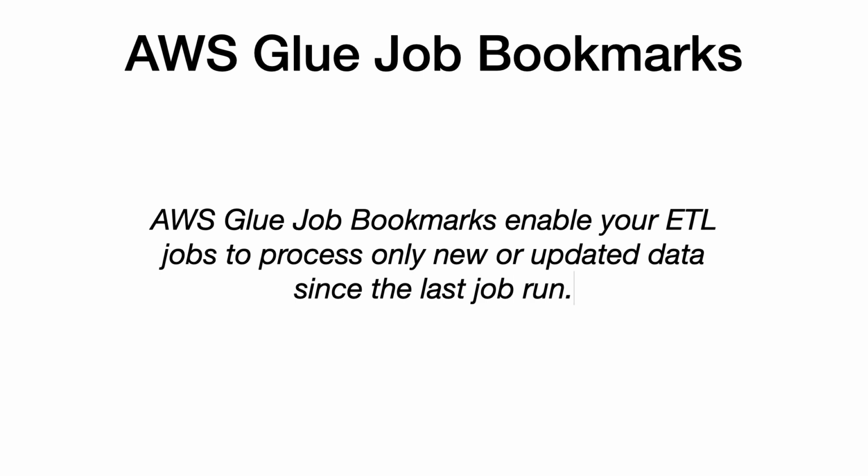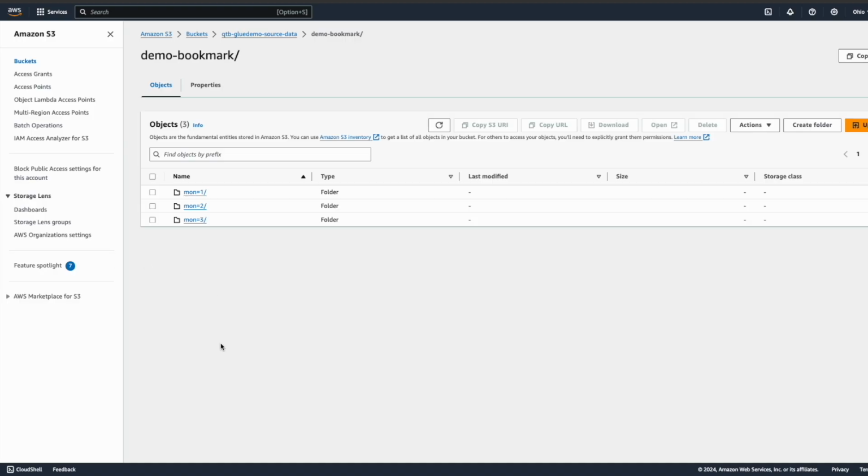AWS Glue Job Bookmarks are a feature that helps track the state of data processing. They enable your ETL jobs to process only the new or the updated data since your last job run. AWS Glue achieves this by keeping track of the processed data. Let's take a quick example here.